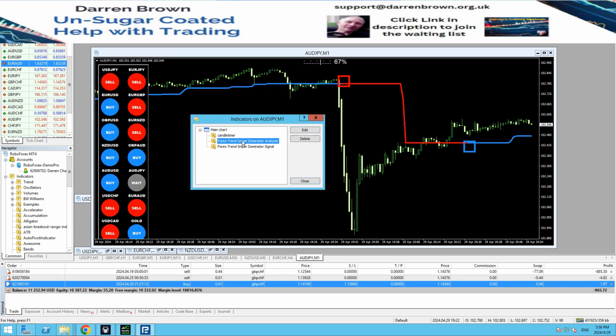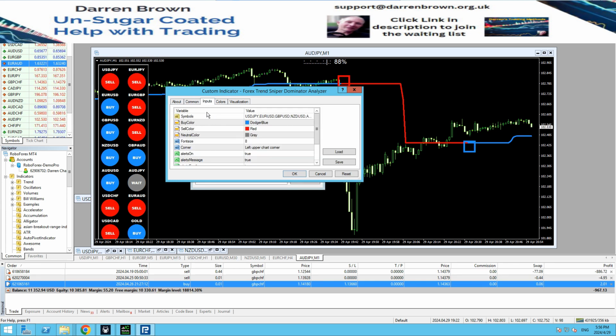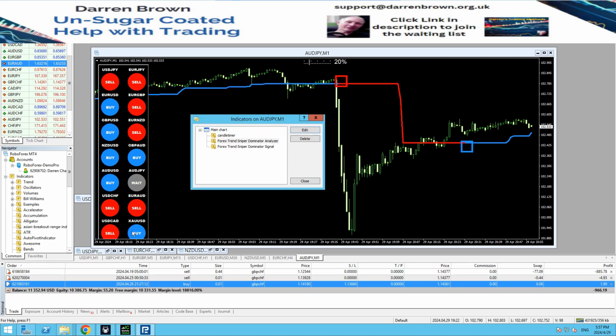So we want the analyzer one. Right mouse click again, or go to edit. Click on common, and make sure allow DAO's input is on and allow external expert import. Click inputs. This is your symbols here. So what you would do is click on here, see where it says gold, take this out and put XAU USD, and then hit OK, and you'll see that it's changed the gold now to XAU USD.